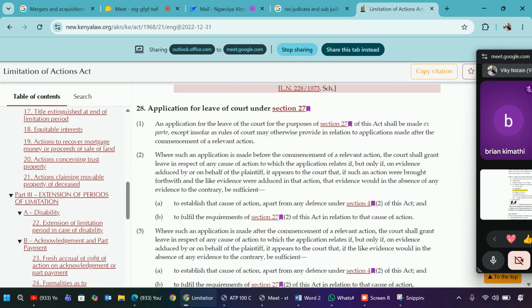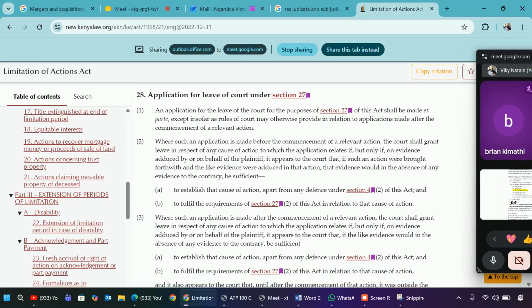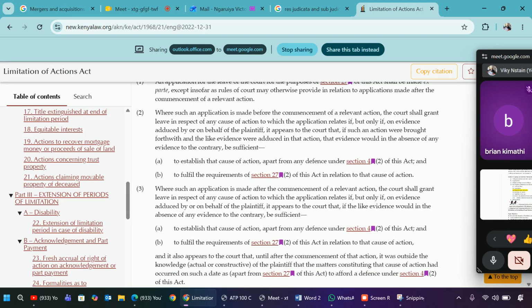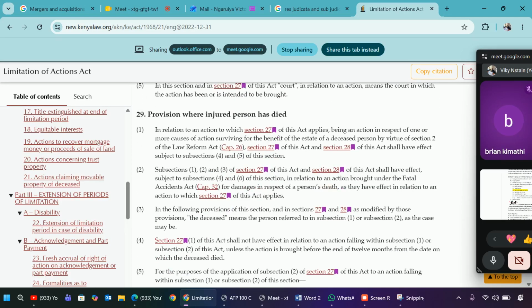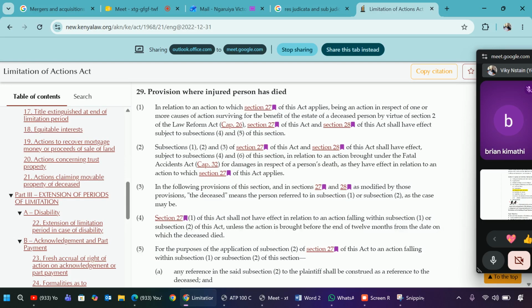I'm looking at an application for leave of court under section 27. So an application for leave of the court for purposes of section 27 of this act shall be made ex parte, except insofar as rules of court may otherwise provide in relation to applications made after the commencement of a relevant action. Where such an application is made before the commencement of a relevant action, the court shall grant leave in respect of any cause of action to which the application relates. Okay. We have provisions where the injured person has died.